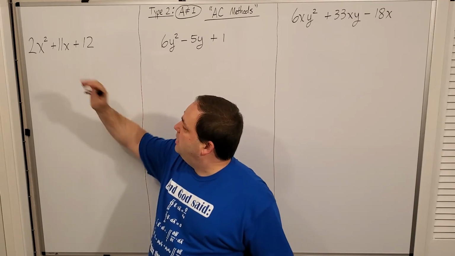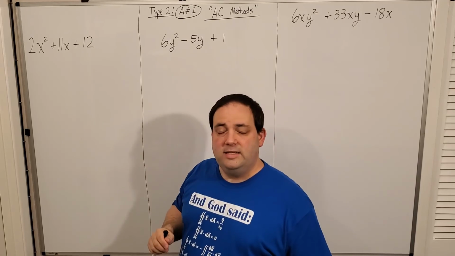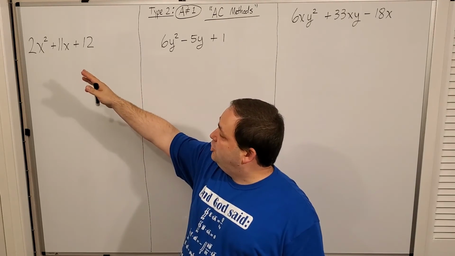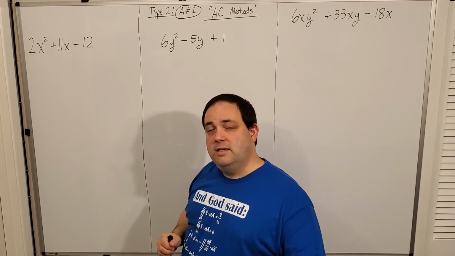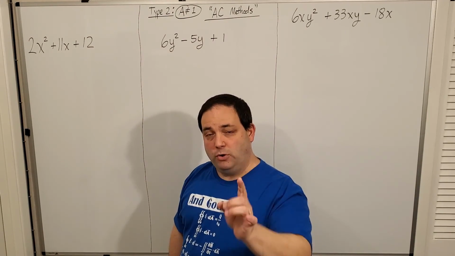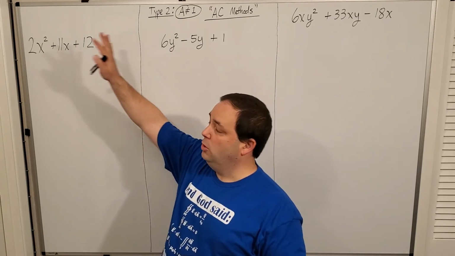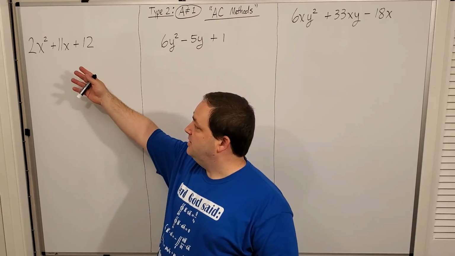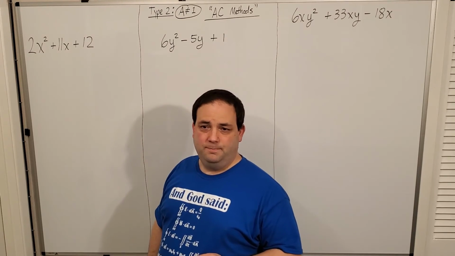2x squared plus 11x plus 12. I can tell that it's the second type, the more generic type, because there's a 2 in front of the x squared, not a 1, and I cannot GCF anything out. Remember, the first thing you should always look for is a GCF, a common factor that I can pull out of everything. Be sure that you are looking for that first. And there is not one here. 2, 11, and 12 do not have any common factors.